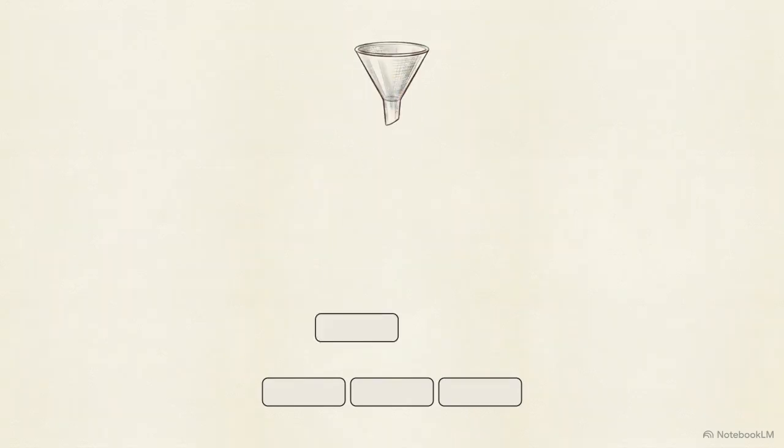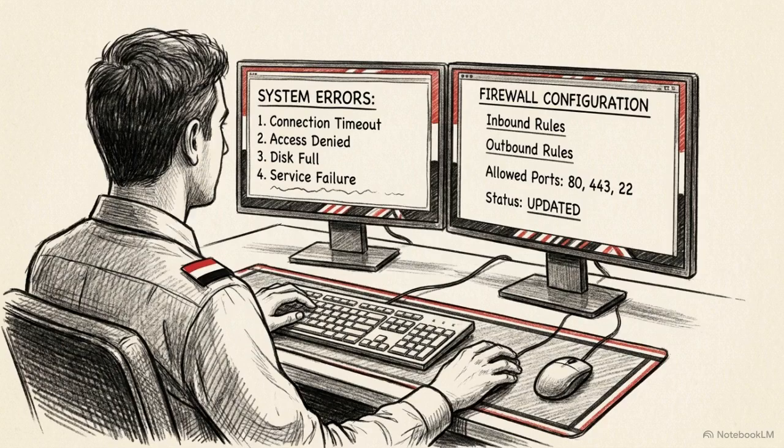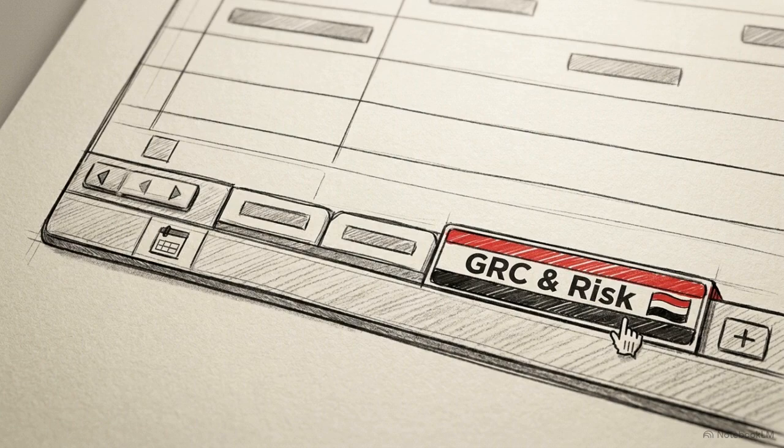Never delete resolved rows. Stacking these records builds a solid database of institutional knowledge. By maintaining this log, you take past operational failures and turn them into a customized threat intelligence system for your future defense posture. Next, navigate to the final tab, GRC and risk.